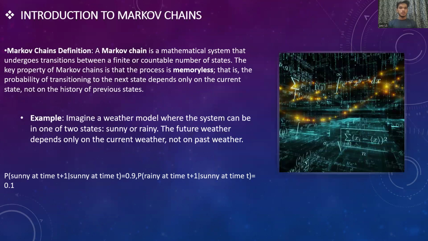Introduction to Markov chains. A Markov chain is a mathematical system that undergoes transition between a finite or countable number of states. The key property of Markov chains is that the process is memoryless. That is, the probability of transitioning to the next state depends only on the current state, not on the history of previous states. Example: imagine a weather model where the system can be in one of two states, sunny or rainy. The future weather depends only on the current weather, not on past weather.